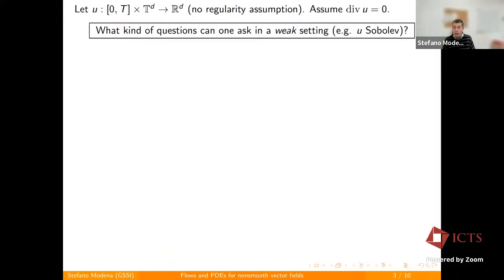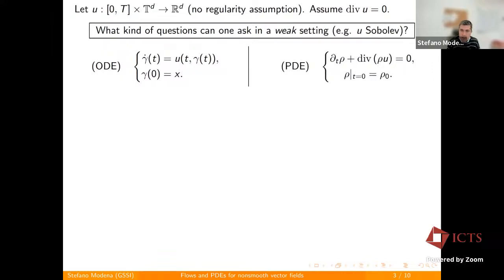Okay, so what kind of questions can we ask? And let's discuss that, first of all, in the case of the ODE. We have this ODE, gamma dot equals u of t, gamma, with initial datum gamma of 0 equal to x. The first thing is, what is a solution? If u is not smooth, it's just Sobolev or whatever, what is a solution? This is the PDE, I will discuss the PDE later, but let's focus on the ODE now. So what is the solution of the ODE in a weak setting?